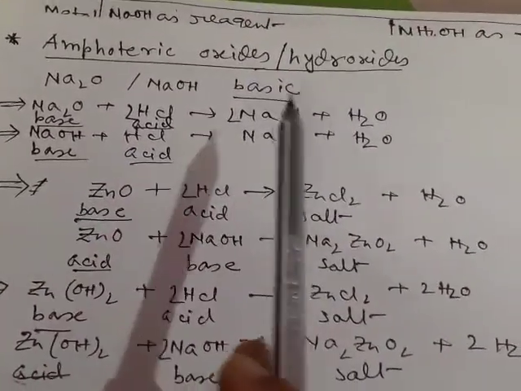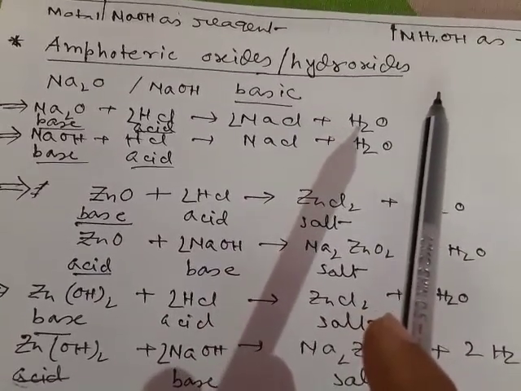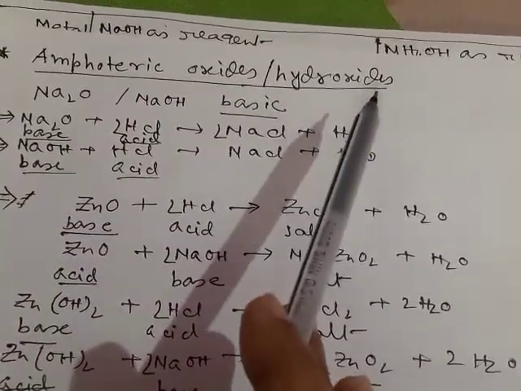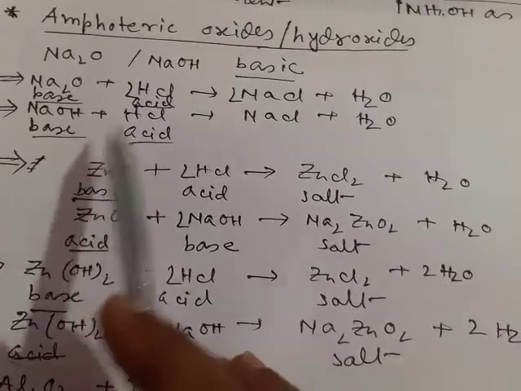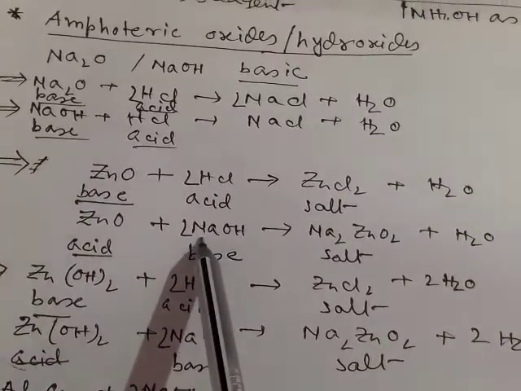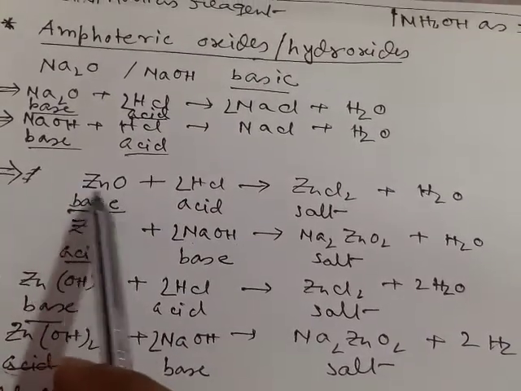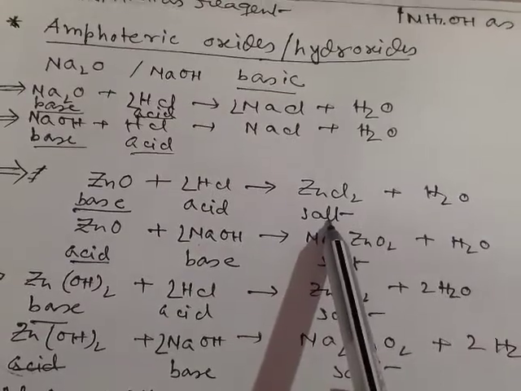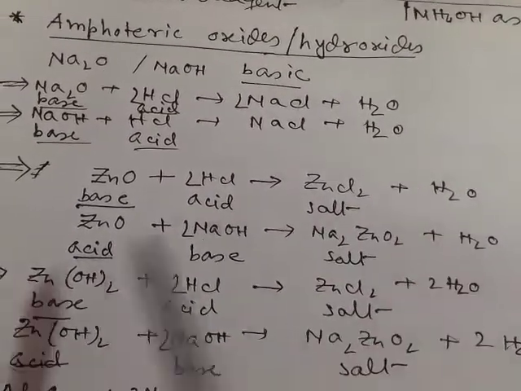So they have only the basic property. Whereas there are some oxides or hydroxides which have both acidic as well as basic properties. Those are called amphoteric oxides or hydroxides. For example, zinc oxide can react with acid as well as with base. Zinc oxide, when reacting with acid, is acting as base. There will be formation of the salt zinc chloride, which is a colorless salt, and water.